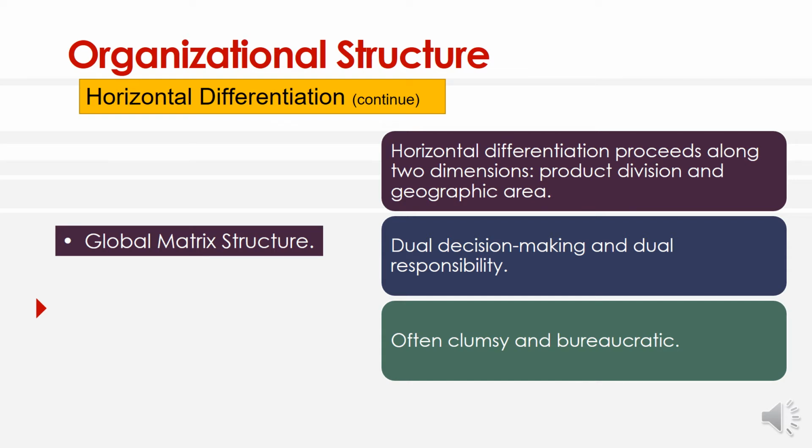Organizational structure moves to horizontal differentiation in a global matrix structure. This one is quite different. Horizontal differentiation proceeds along 2 dimensions: product divisions and geographical area. Dual decision making and dual responsibility are often more clumsy and bureaucratic.